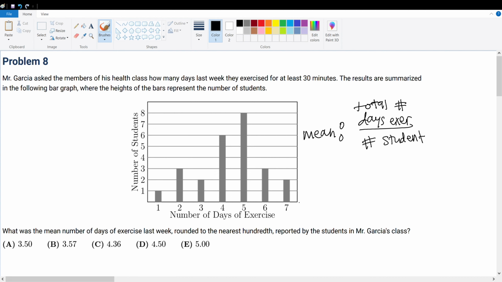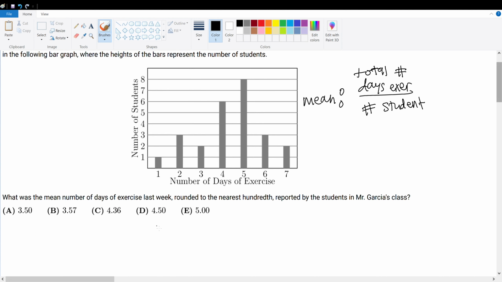Well, the numerator can be found by simply understanding the area of each rectangle. So, for example, let's consider 1 times 1 for the first student in number of days exercised. Well, if one student exercised for 1 day, then in total we have 1 day of exercise. And what about for this bar graph right here? Well, if I have 3 students who each exercised 2 days, then I have 6 days of exercise total. And let's do the same.